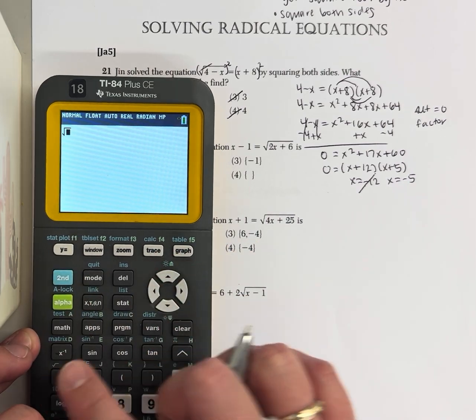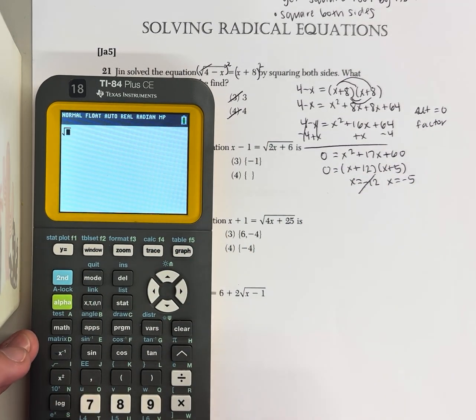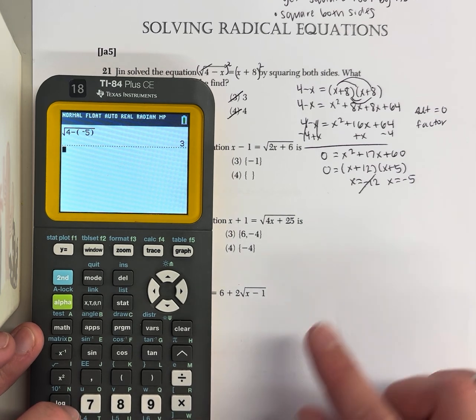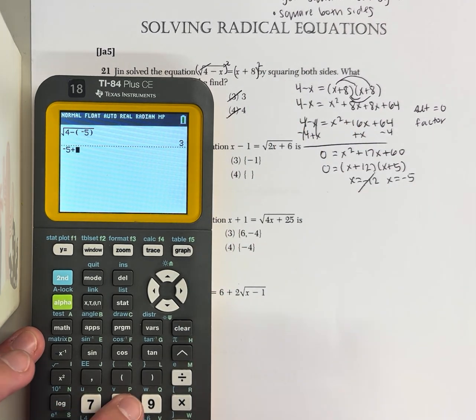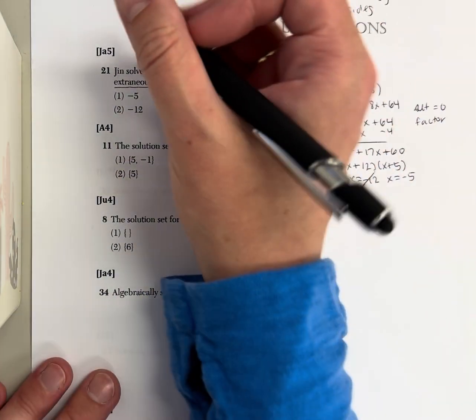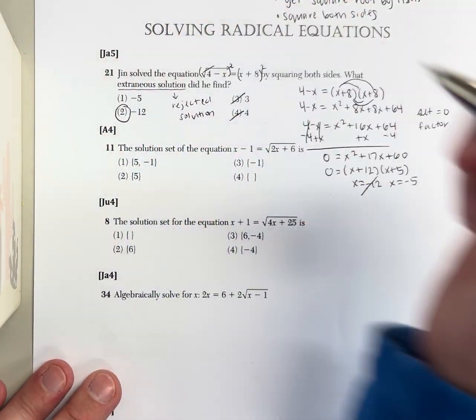Now on the other one, let's just double check. If I plug in negative 5, 4 minus negative 5, that's the left side. And then negative 5 plus 8, they both equal 3, so that does work. So our rejected solution, or our extraneous solution, is negative 12.